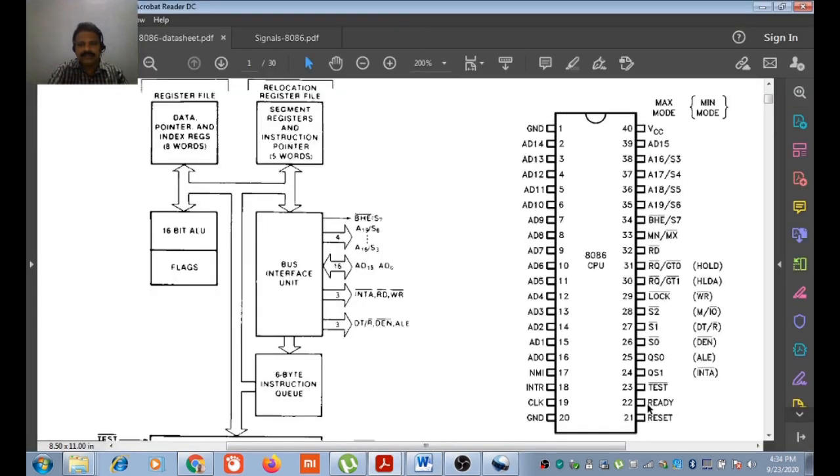Pin number 22, READY. This is an input signal from the IO devices. A high on this pin indicates that the device is ready to transfer data. Pin number 21, RESET. The microprocessor resets if this pin is held high for 4 clock periods. Instruction execution begins at FFFF0H and the interrupt flag is cleared.